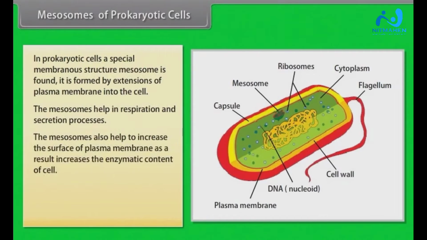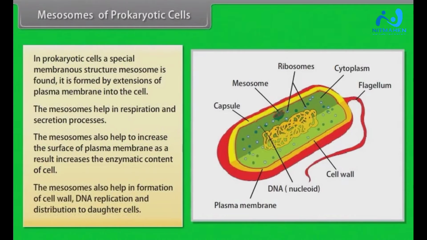The mesosomes also help to increase the surface of the plasma membrane. As a result, the enzymatic content of the cell increases. The mesosomes also help in the formation of the cell wall, DNA replication, and distribution to daughter cells.